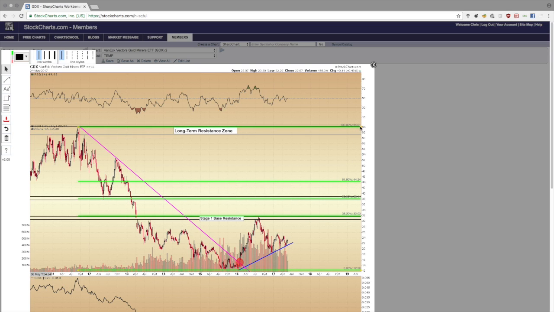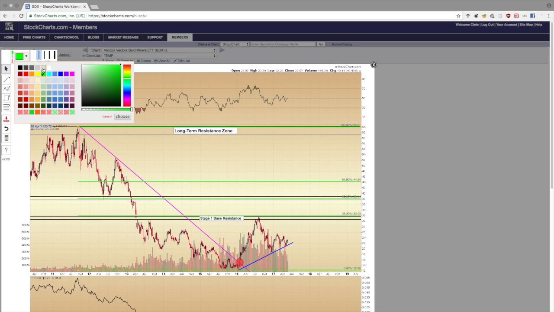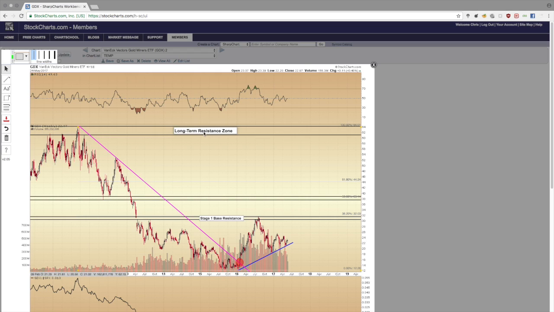Now keep in mind these lines are still on here. I'm just going to change the color to a very thin, light gray. You can still see the numbers here, but I have made them very light. Why? Because for me, this is what works best.